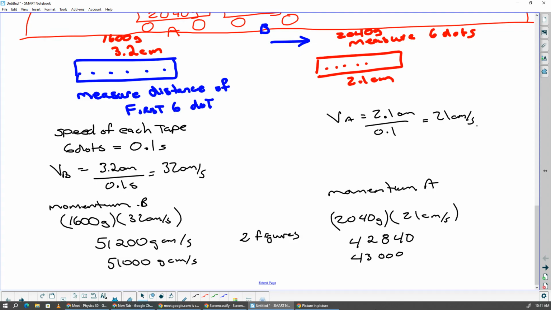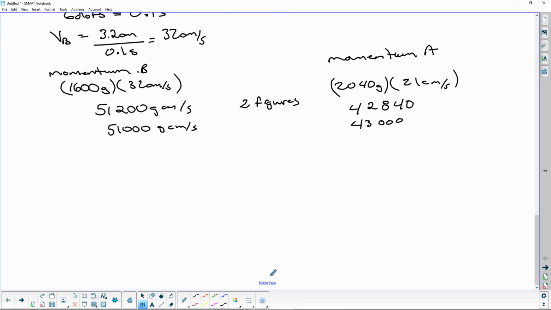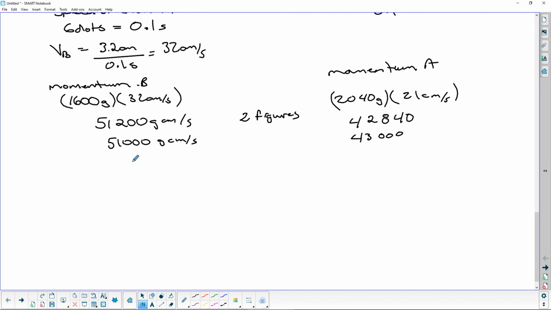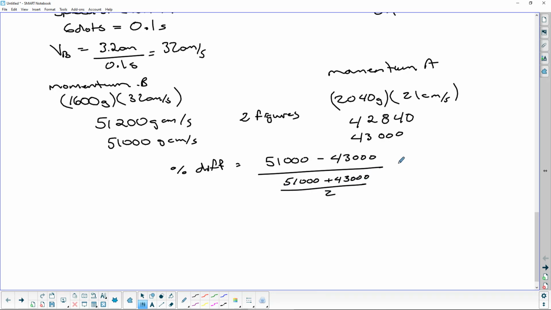Okay, and then you can do a percent difference here. How far were you from them being equal? Okay, percent difference is the large one minus the small one over the average, times 100. So the average of these two.